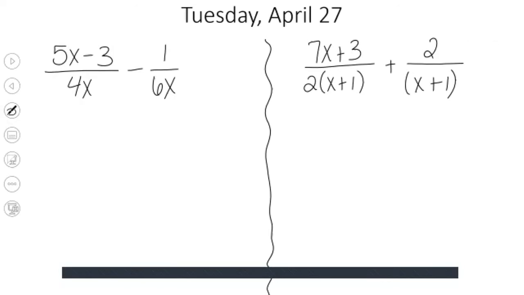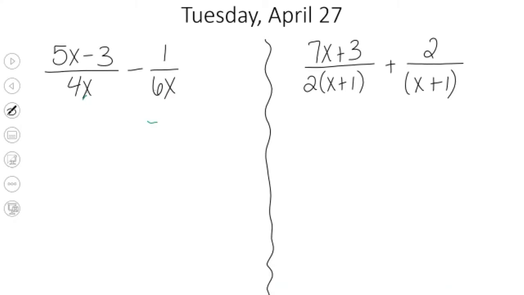This one has a 4x and this one has a 6x. Just looking at numbers first, I have 4 and 6. What can 4 and 6 both go into? The number 12. If you use 24, that is fine. It's just not the lowest, which means you're going to have to simplify more than people who use 12. It doesn't mean you're wrong though, okay?